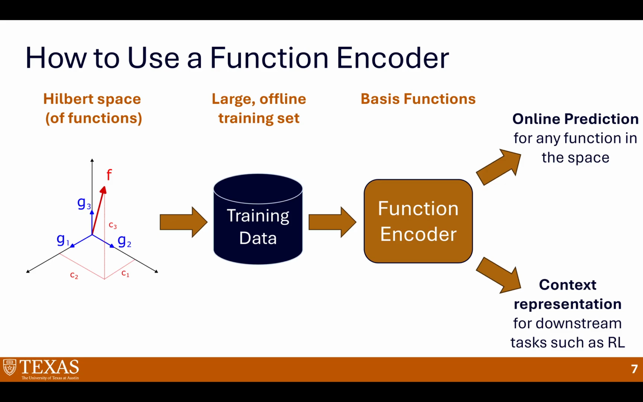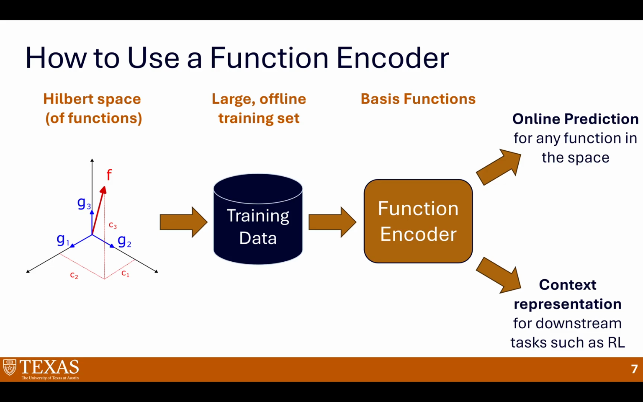Now, the way you use this algorithm in practice, you first have to recognize what part of your problem is a function space. Then you collect a large offline training data set of various functions from this function space, and you use that to train the basis functions via the function encoder algorithm. Once you have those basis functions, you can use them for online prediction. So you use that approximated inner product to compute the coefficients, and then you can reproduce the function online, and you can do this in only a few milliseconds.